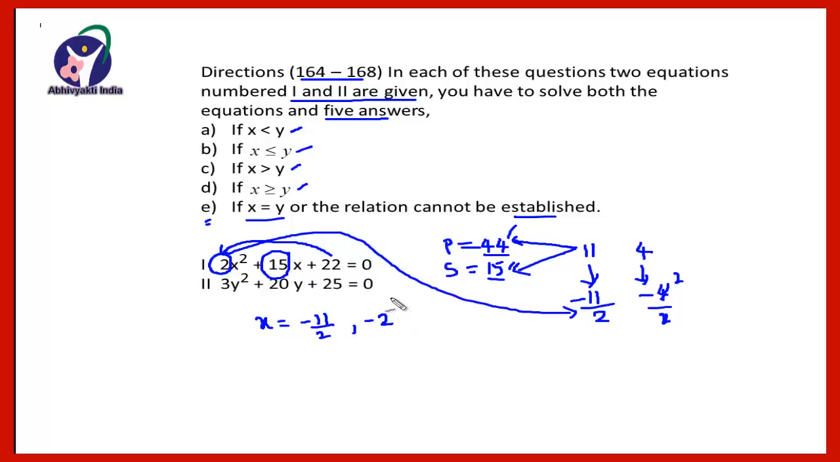Now we will find the value of y by equation number 2. What we do, we multiply these two numbers. So 25 3s are 75. So the product should be 75, and the sum should be the coefficient of y, that is plus 20. So the sum should be 20.